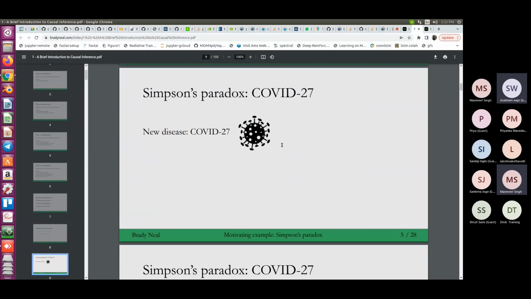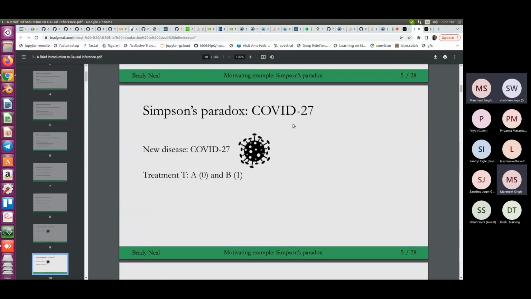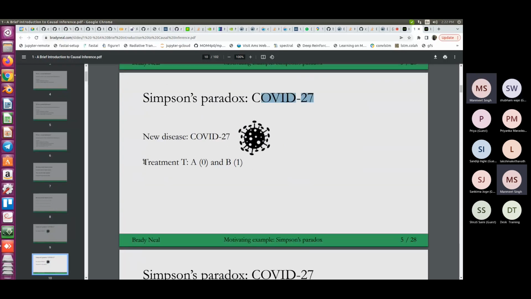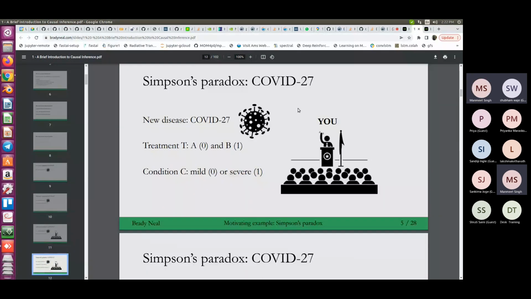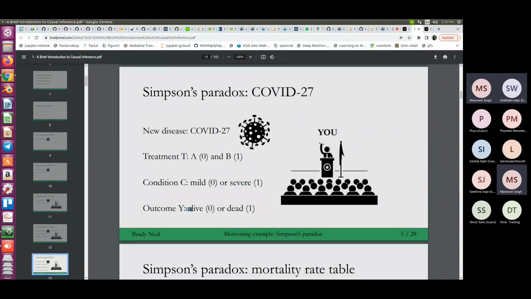Okay. So first we'll see this Simpson's paradox for COVID. So there is a new disease, COVID-27, and you have a treatment. So you have treatment T, which is A or B. The condition can be classified into two types: the condition of the disease, that either it is mild or severe, and the outcome is that you are alive or you are dead. So treatment can be 0 or 1, condition can be classified as 0 or 1, and the outcome also can be classified as 0 or 1.